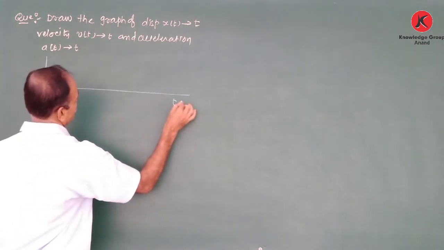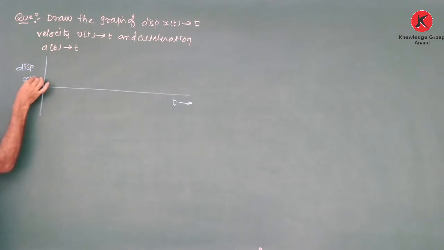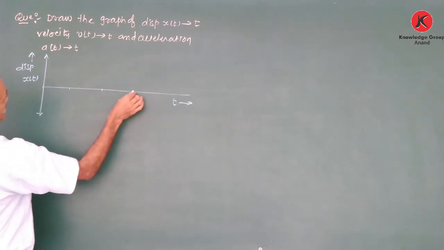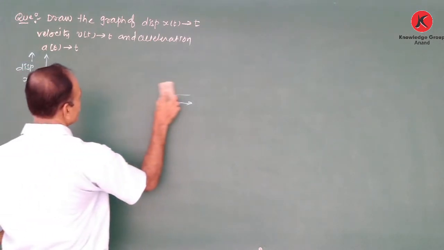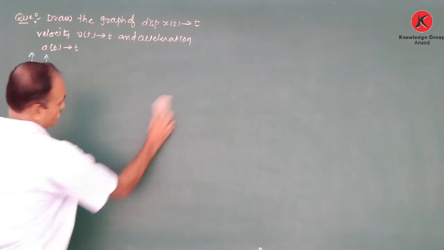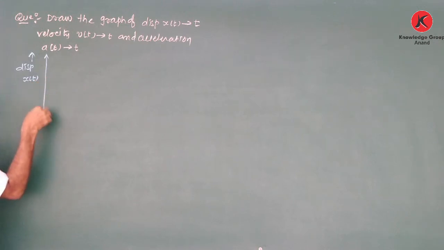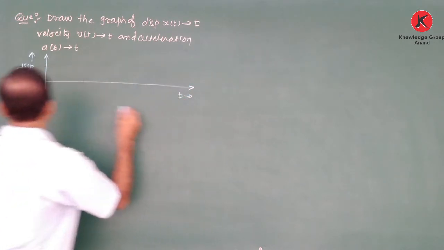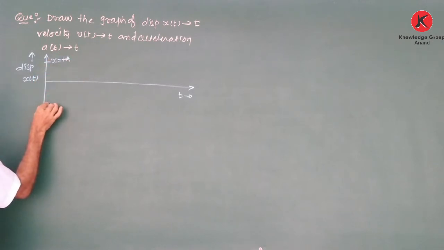There is the time t. First, here we take the displacement, that is x of t, along the y-axis. So these are the points. At time t is equal to 0, the motion starts from positive x is equal to plus a. So there is our x is equal to plus a, and there is our x is equal to minus a.